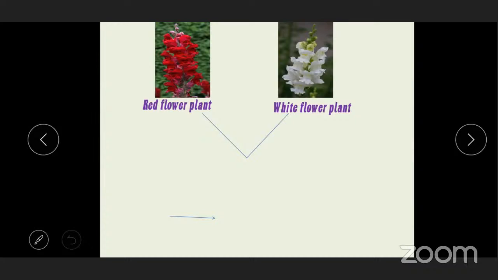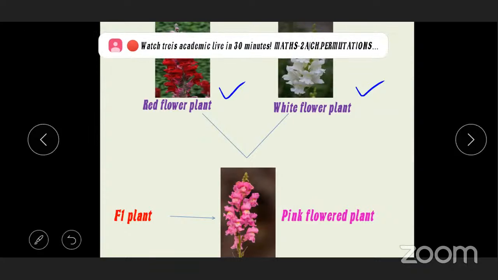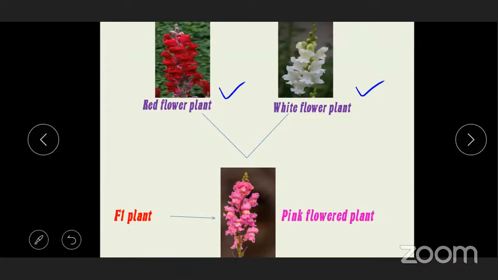These two are the parents. One parent is a red flower plant, another parent is a white flower plant. Red flower plant crossing with white flower plant. In the F1 generation, unfortunately, a pink flower plant will be developed. In the F1 generation, what will be developed? A pink flower plant.